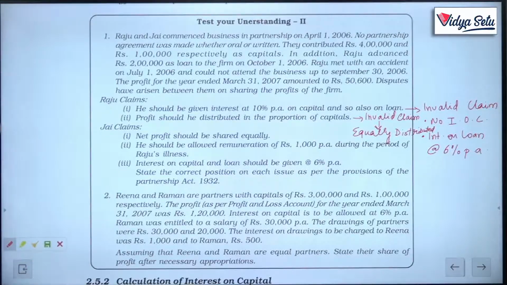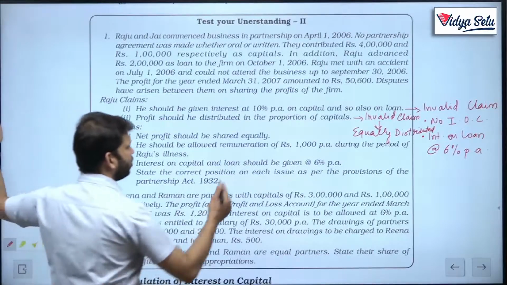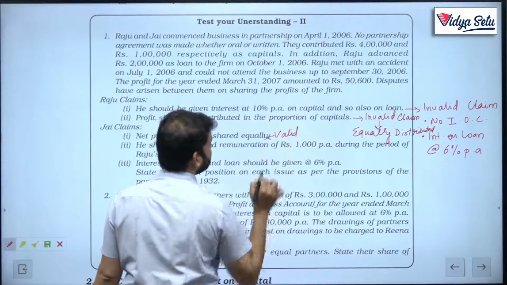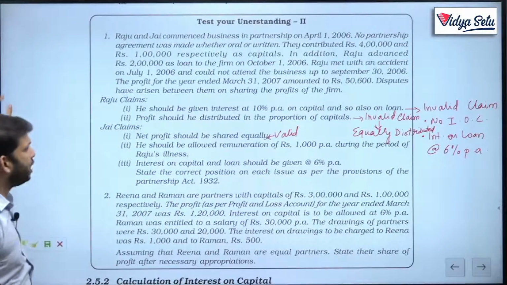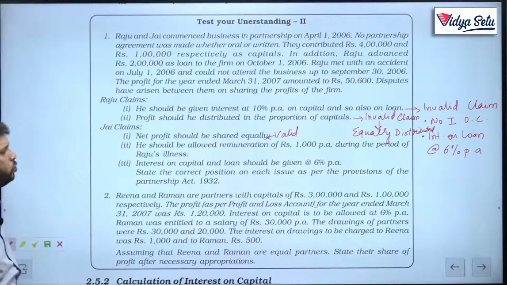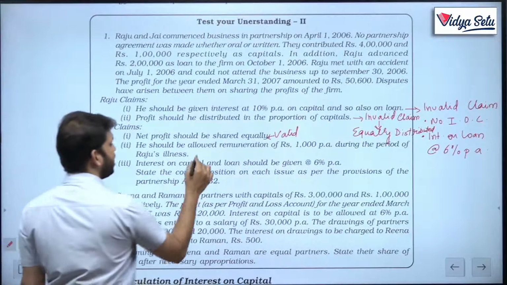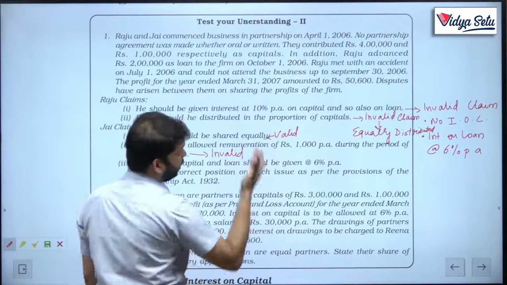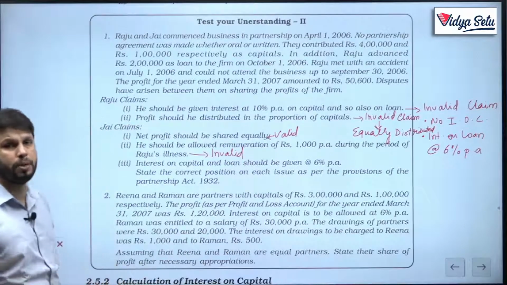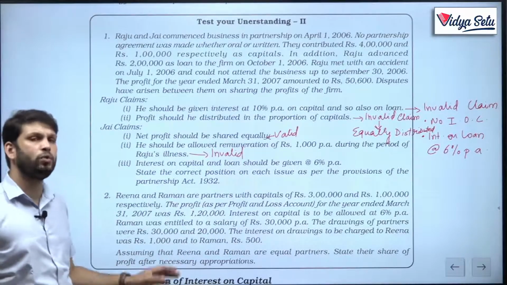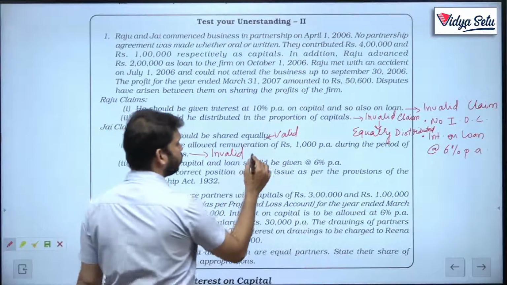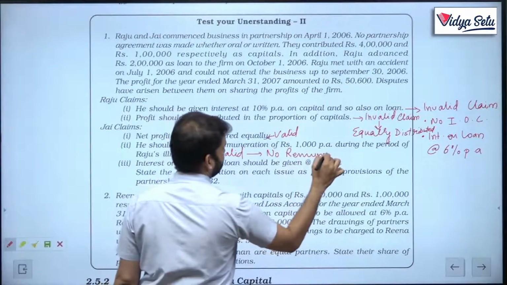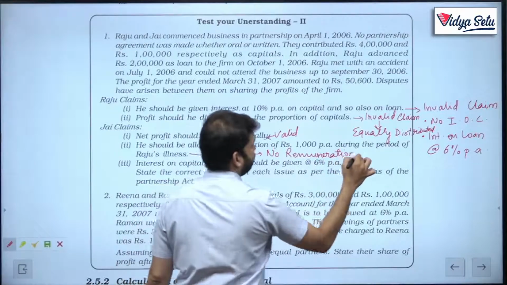Jay claims that net profit should be shared equally. Okay, very good, valid. This claim is valid. He should be allowed a remuneration of 1,000 per month during the period of Raju's illness. Invalid. Why? Raju was not there to work for so many months. He is just asking for remuneration because only he worked, but still invalid. Why? No remuneration to partners.